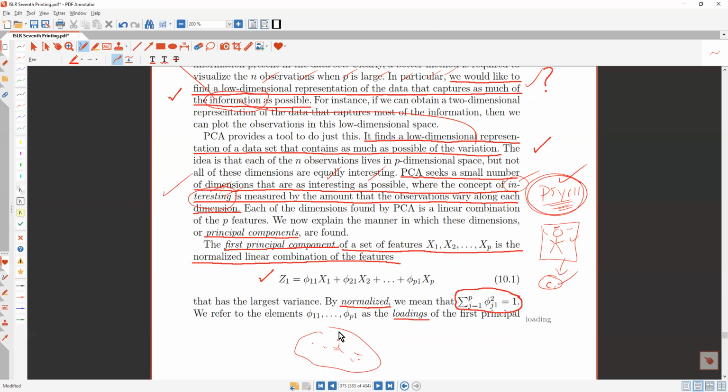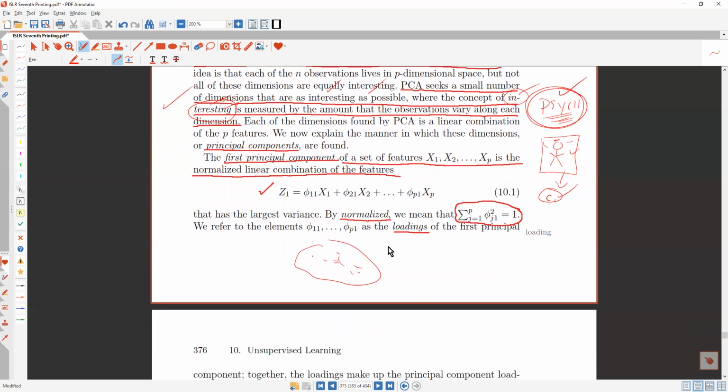So the first principal component of a set of features. What's a set of features? A set of variables. In the machine learning literature, which this book surveys a little bit, they like to call variables by the name of features. It's kind of an annoying convention, because why call it something new? These are variables. They've always been variables. So you can just think of them as variables, and I usually refer to them as variables. I really just don't like the word features. It is the normalized linear combination of the features.